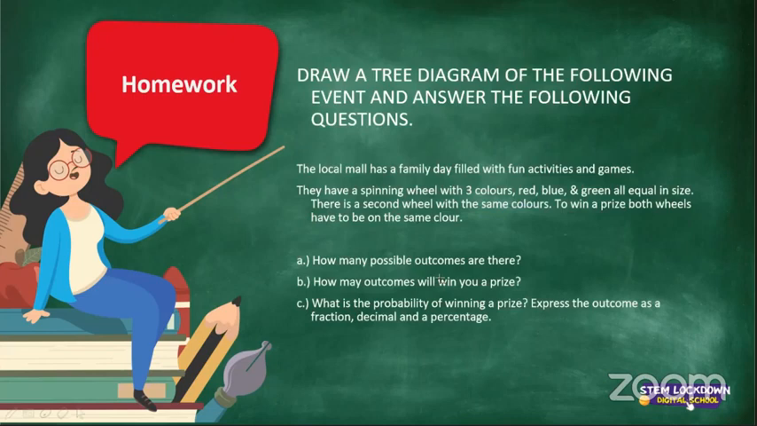So how many possible outcomes are there? How many outcomes will win a prize? Remember, to win a prize, both wheels need to have the same color. Doesn't matter what color, it could be red, blue, or green. And then C, you would take the answer from B and write it as a fraction, a decimal, and a percentage. Remember, we did that. 3/4 is 0.75, and 0.75 is 75%. So you write it in all three ways we can express a probability.